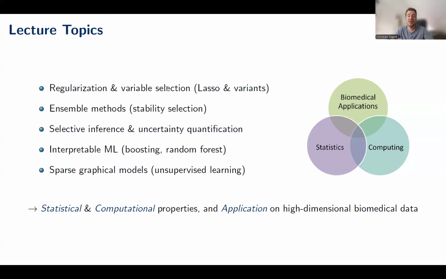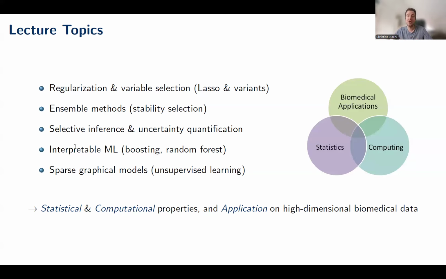Then we have ensemble methods where we apply different methods or the same method multiple times on subsamples of the data to get stable variable selection as in stability selection. Then the whole field of selective inference and uncertainty quantification is actually a hot research topic currently, because if we use our data to select the model, select the variables, and use the same data again to do selective inference, so we want to compute p-values and confidence intervals, this is actually not straightforward, right? So standard p-values and confidence intervals will not be valid. So this is something we will highlight and also discuss some solutions in that context.